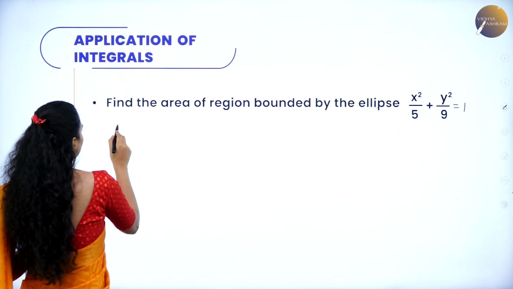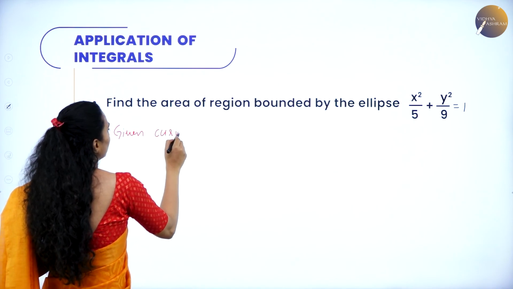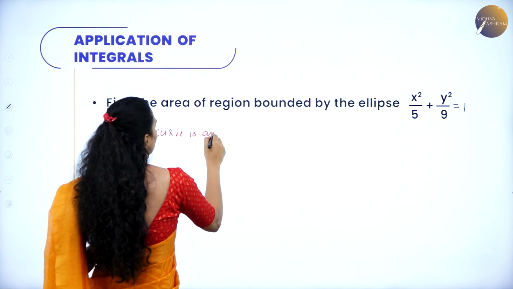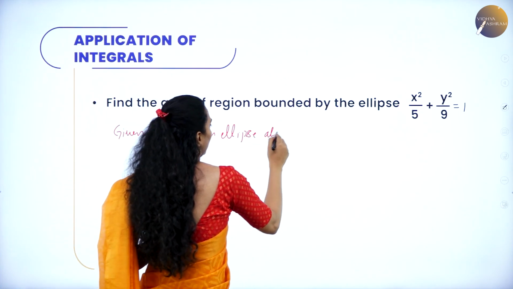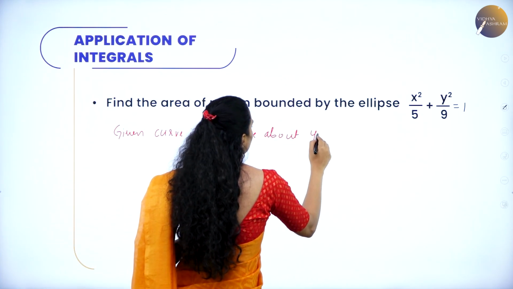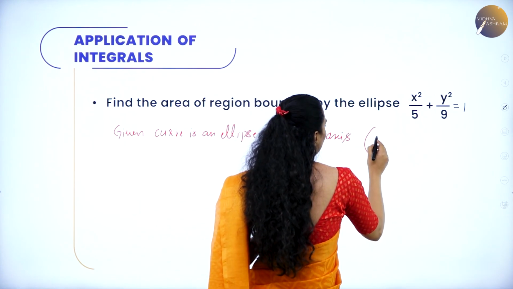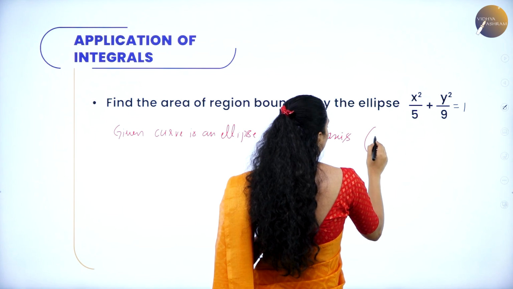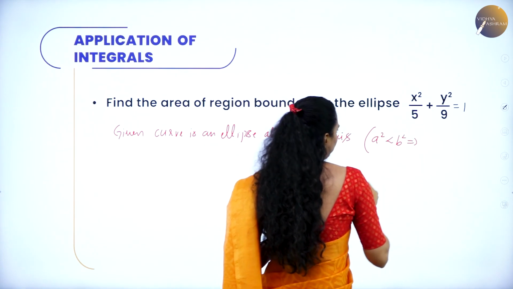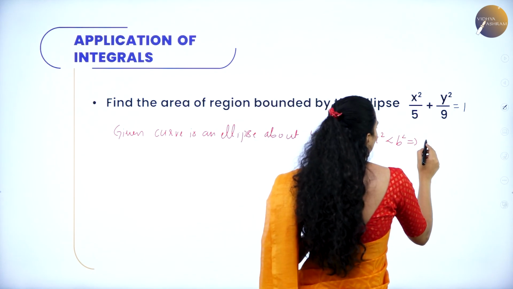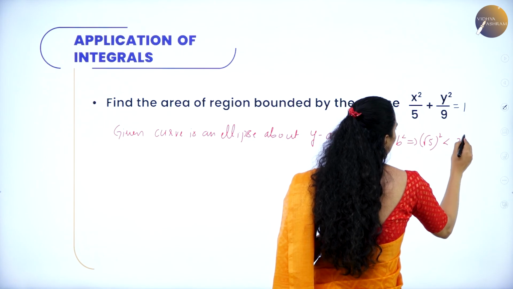So the given curve is an ellipse about the y-axis, because here 9, that is b squared, is greater than a squared, which implies root 5 whole squared is lesser than 3 squared, right?